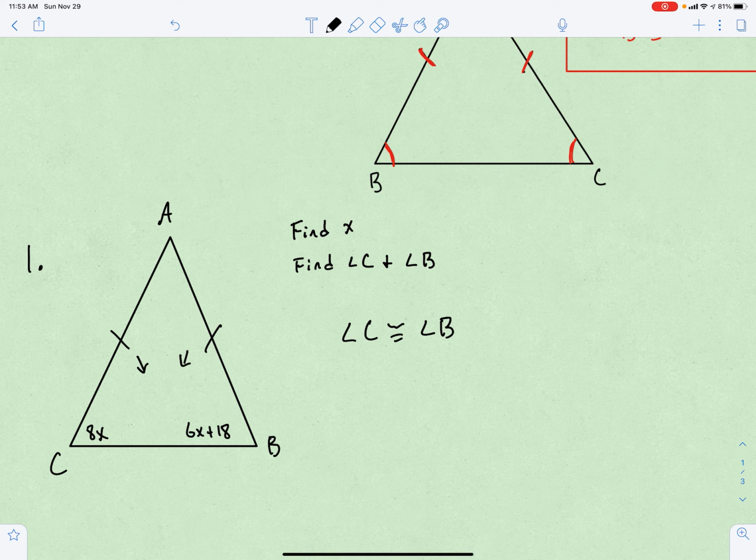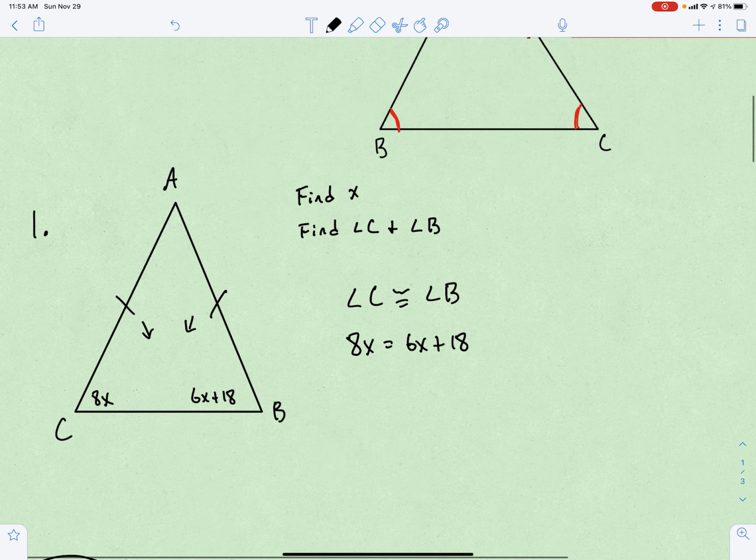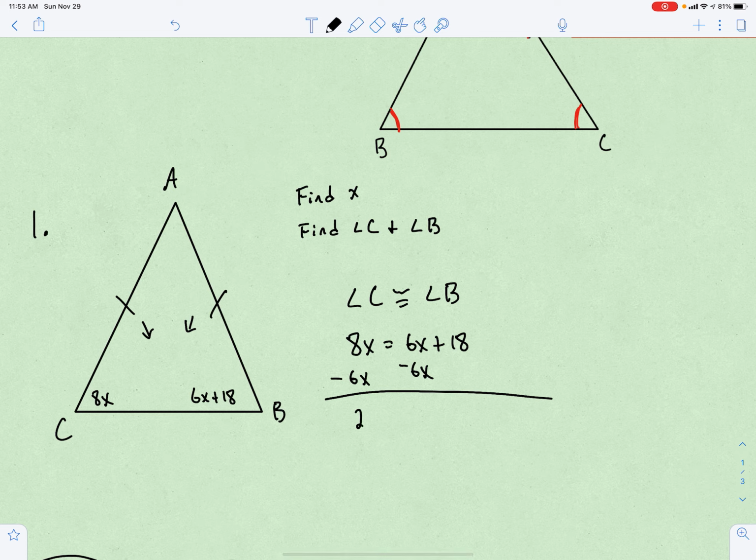Since I know that, I can set those two things equal to each other. So that would be 8x is equal to 6x plus 18. Now I'm going to go ahead and solve. So I'm going to subtract 6x from both sides. 8x minus 6x is 2x, which is equal to 18. Divide both sides by 2, and I get x is equal to 9.